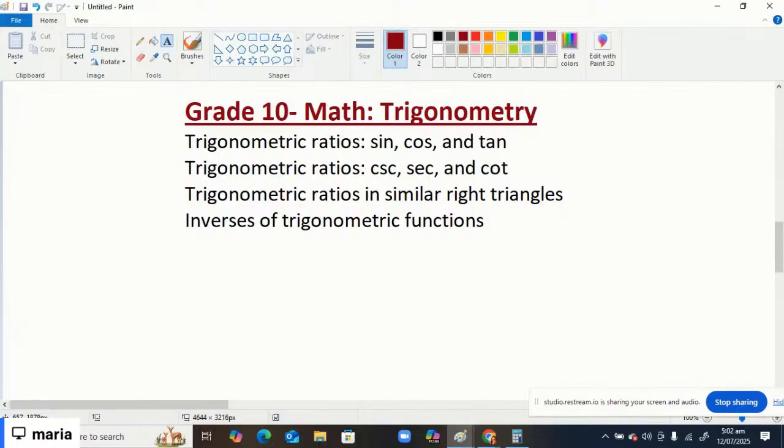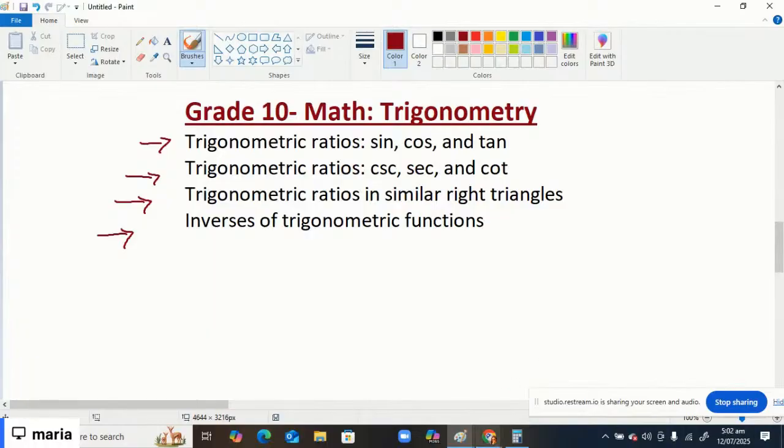Today we are here for grade 10 maths. The chapter we discuss today is trigonometry, and here is the list of the lessons. Today we first cover trigonometric ratios sine, cos and tan, then trigonometric ratios cosecant, secant and cot, trigonometric ratios in similar right triangles, and inverse of the trigonometric functions.